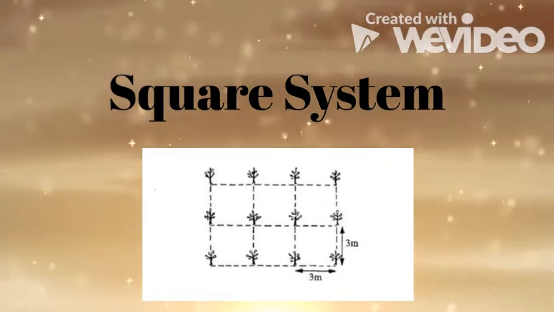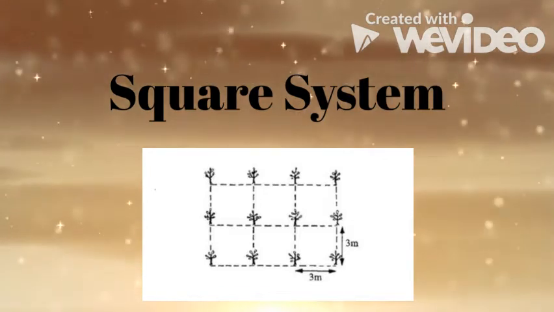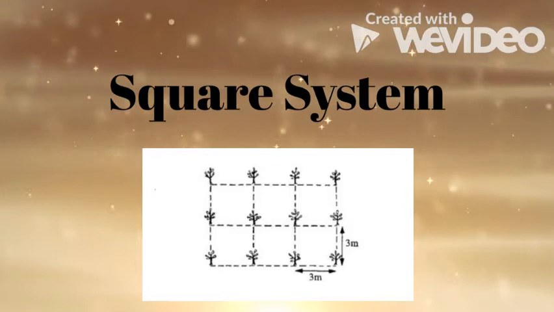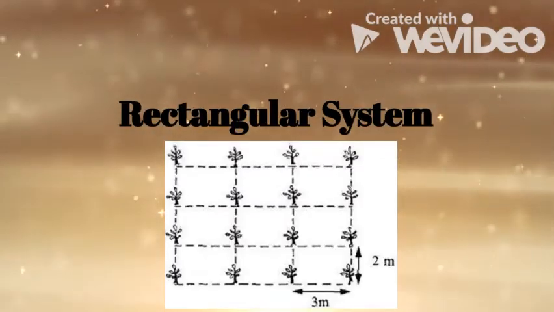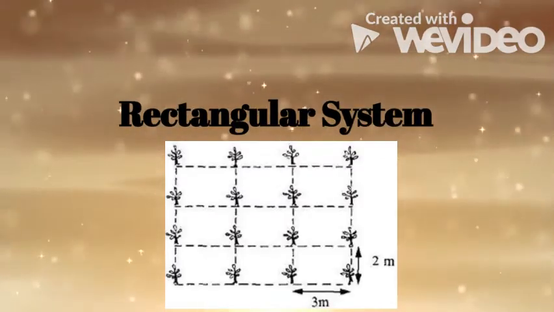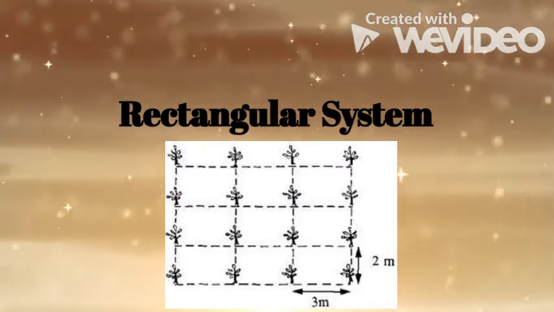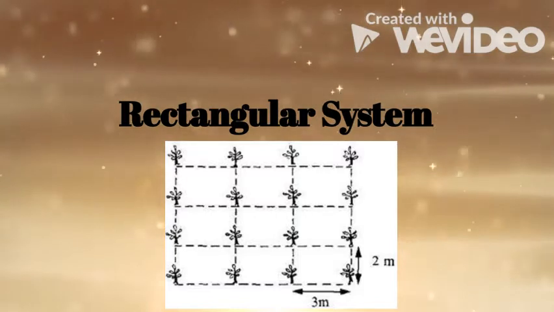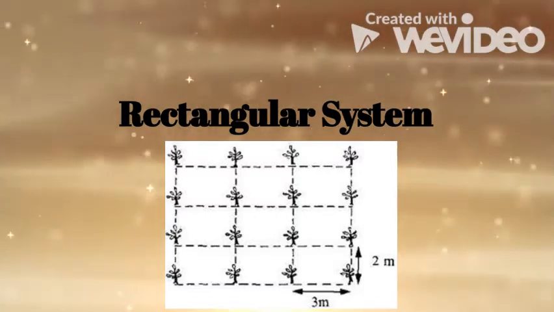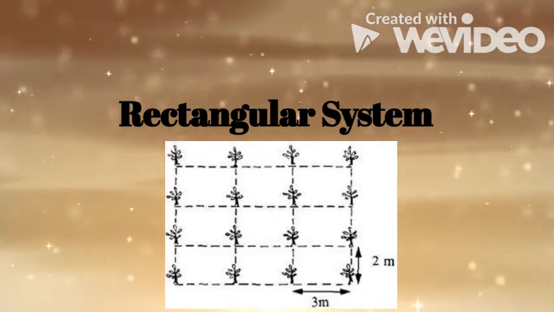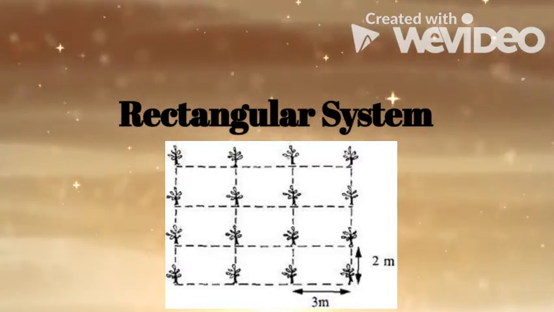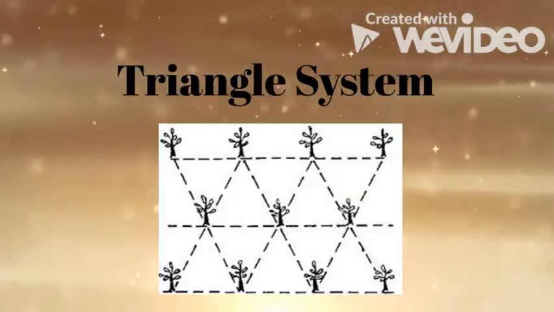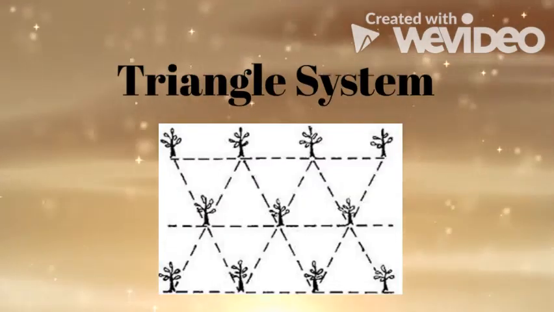If there's square, there's also rectangular. It is quite similar, class, to the square system. However, in this type of system, rectangles are formed instead of squares. Again, as I've said, it is a similar way of laying out orchard trees, but it forms into a rectangle. Next, we have the triangle system. Yes, the word triangle. How many sides?